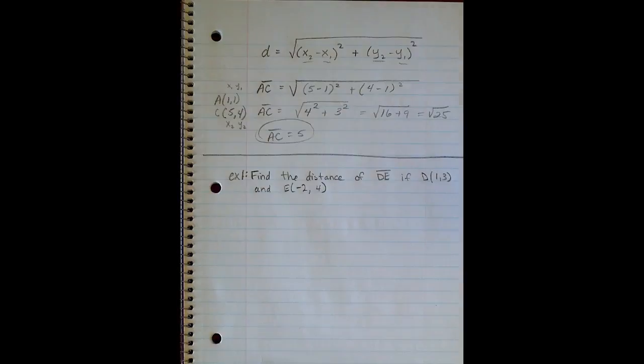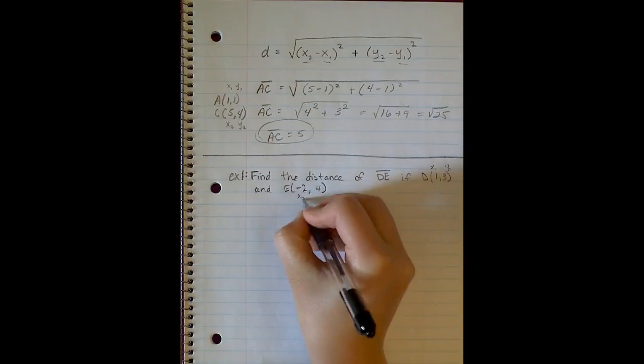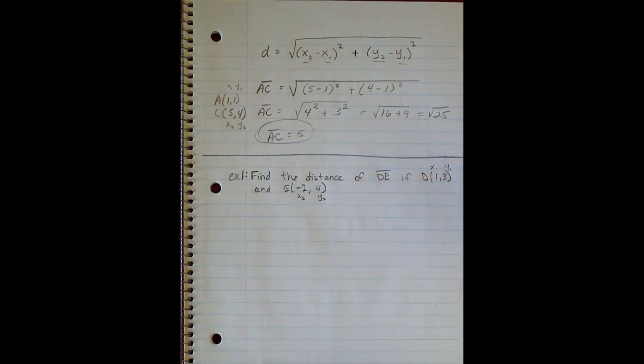Example 1. Find the distance of segment DE if the point D is at 1, 3, and the point E is at -2, 4. So this example has a negative value. We want to watch how that affects the problem. So step 1 is we're going to label our points if you feel that you need to do that. So I'm going to do x1, y1, x2, y2. And then we're going to set up our distance formula.